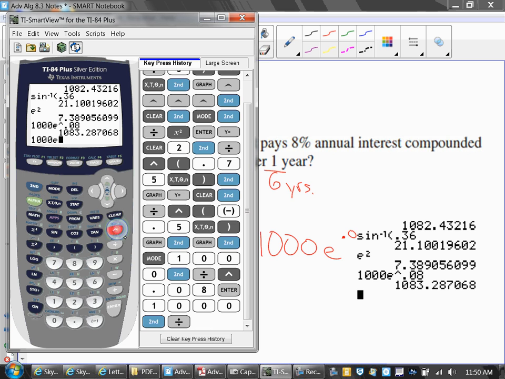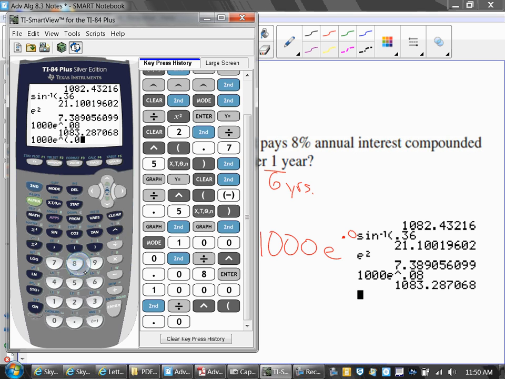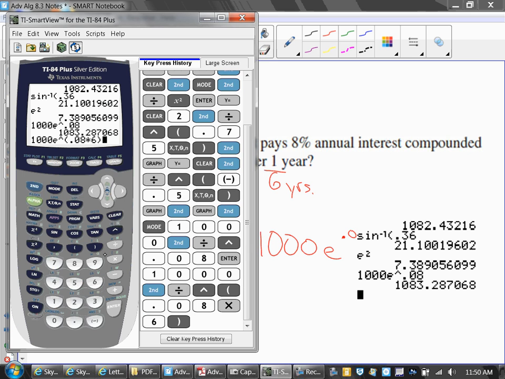1,000 e to the, well, my calculator had the parentheses, 0.08 times 6. And your calculators, you can actually just leave that 0.08 times 6 in the calculator because your exponent stays above, and it knows to keep that multiplication there. And you should still get the same answer, 1660 and 7 cents.